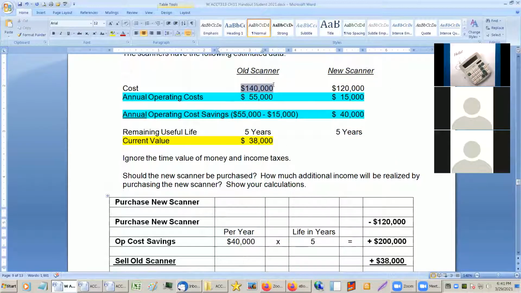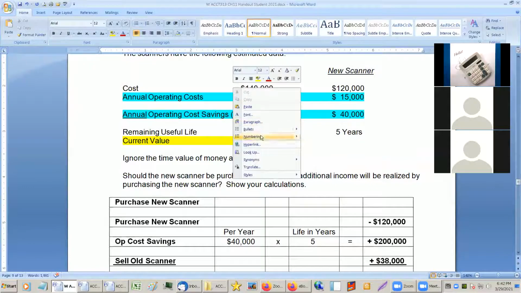And the old scanner cost is not relevant. There's nothing we can do to change that we paid $140,000 for the old scanner. So whether we buy the new one or don't buy the new one, that $140,000 will have already been paid. It can't differ. So it's just the same. So it's not relevant.